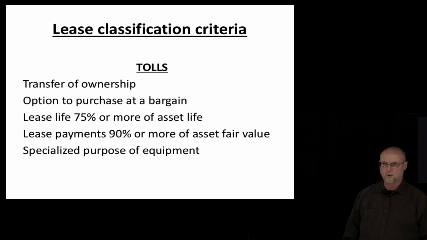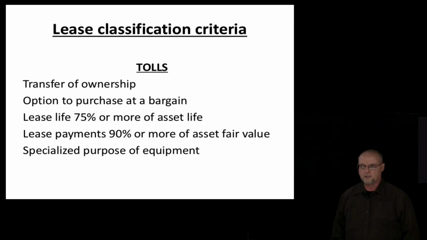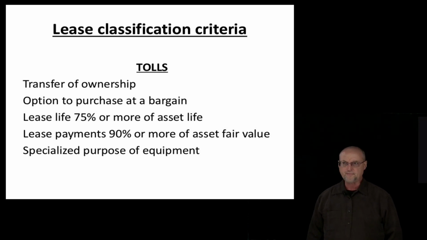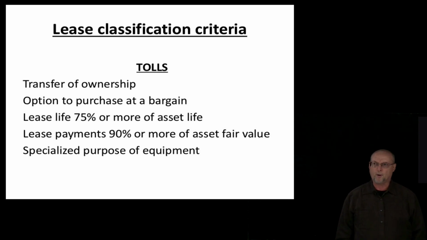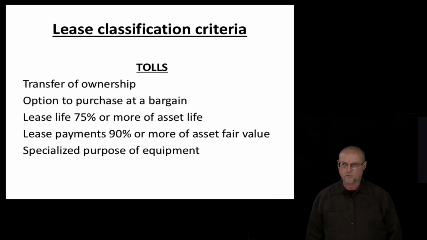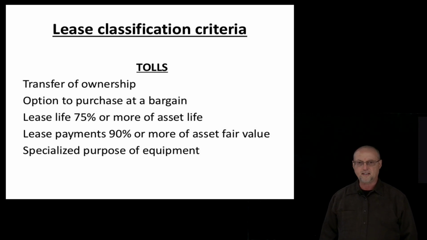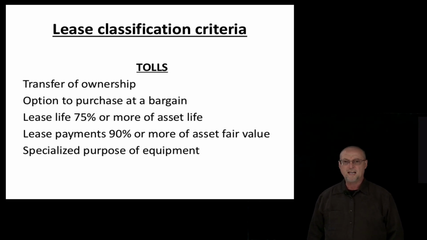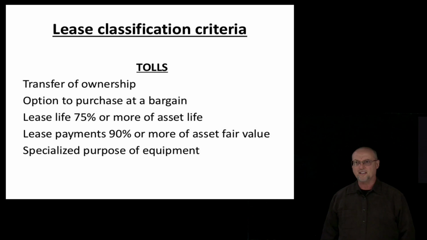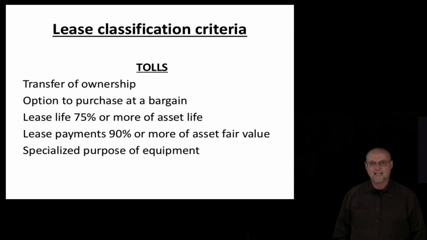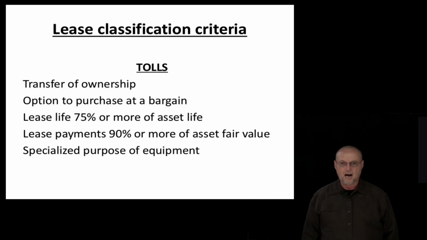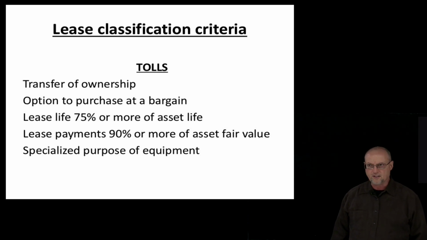Okay, transfer of ownership. If the lease transfers to the lessee at the end of the lease, then this is clearly a finance/sales type lease. If there's what's called a bargain purchase option, which means the price they would pay is significantly below what the fair value is estimated to be at the end of the lease, then we assume the lessee would take advantage of that opportunity. Then it's again a finance/sales type lease.